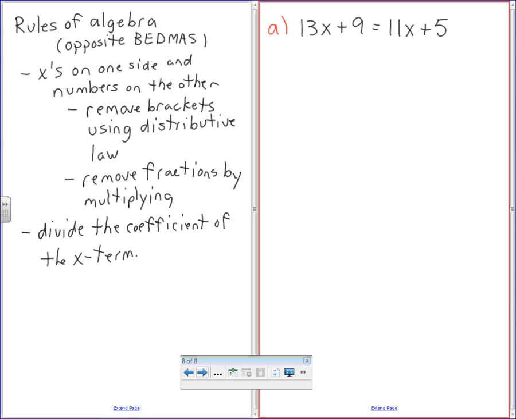Minus 9, very good. I'm going to do this in 2 steps today. I'm going to say 13x equals 11x plus 5 minus 9. You may skip that step. You may just write this if you want to. That's fine, I can live with that, going from 1 to 3 in 1 step. All right, Emily, what does not belong on the right-hand side now?